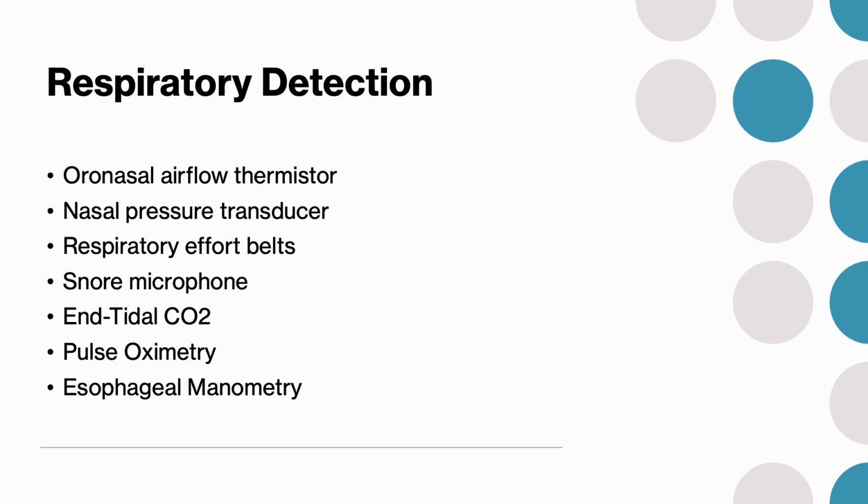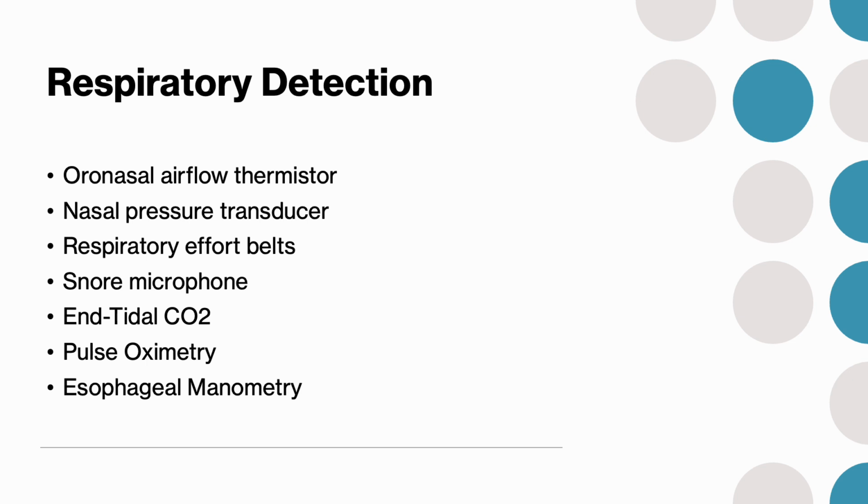Nasal pressure transducers use a cannula to measure the pressure, and they are used to measure hypopneas. Respiratory effort belts are used to tell if a patient is trying to breathe or not. We'll see their stomach or their chest rise and fall. That's how we tell the difference between central and obstructive events. Snore microphones or snore sensors not only confirm obstruction with recording the snores, they record the amplitude of snores, how loud or quiet they are.